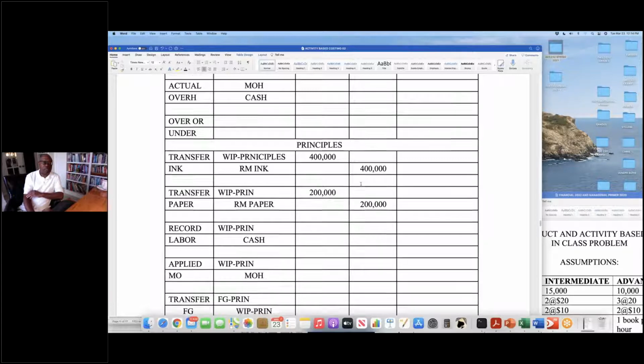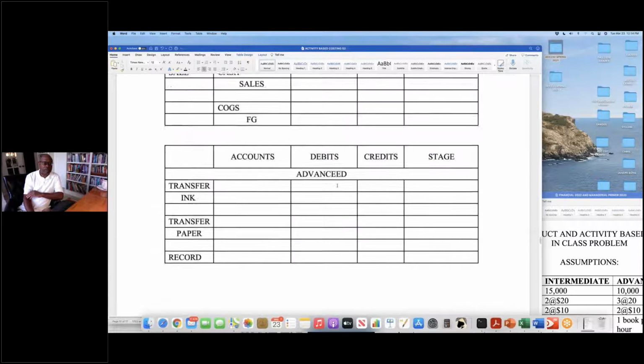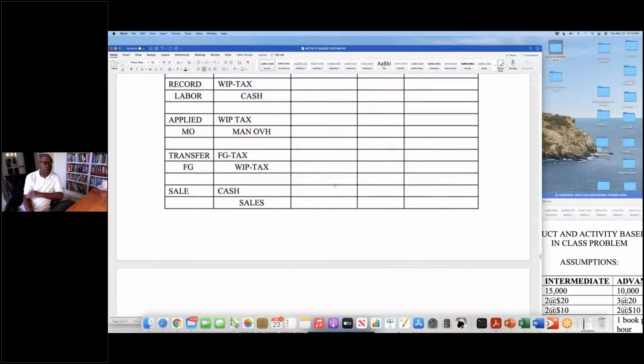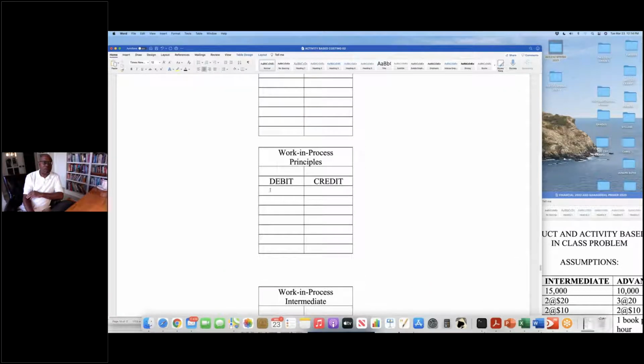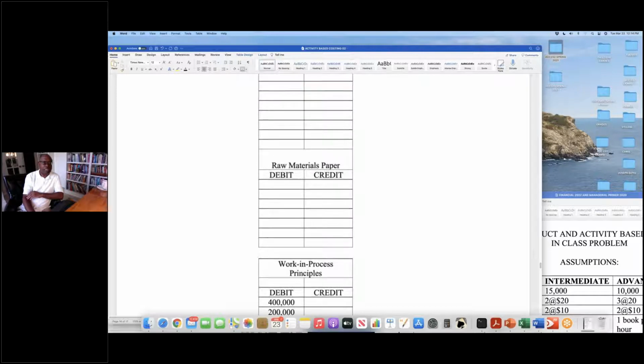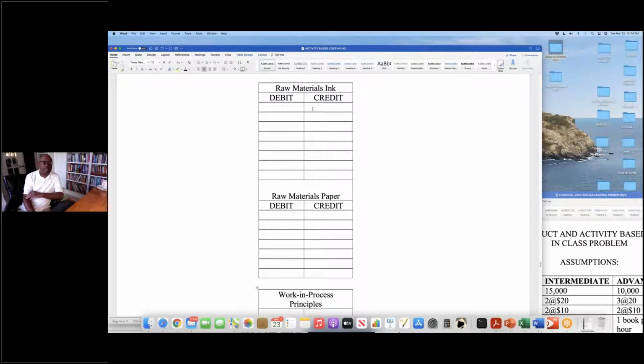And then you would post these. So you've got to go to your work in process account and put 400,000 in here and 200,000. And you'd have a credit in here for 400,000.